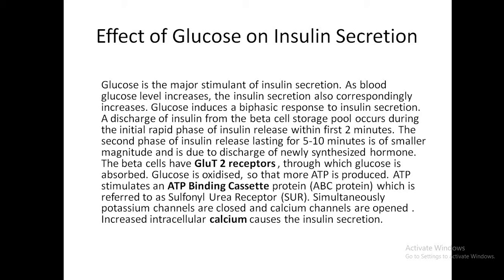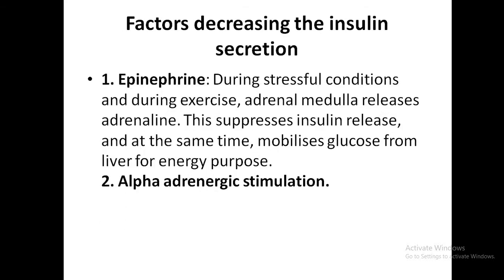As I've shown you before, the beta cells have GLUT2 receptors through which glucose is absorbed. Glucose is oxidized and more ATP is produced. ATP stimulates the ATP binding cassette protein, which is also referred to as the sulfonylurea receptor. Potassium channels are closed and calcium channels are opened. Increased intracellular calcium causes the insulin secretion. Factors which decrease the insulin secretion are epinephrine and alpha adrenergic stimulation.